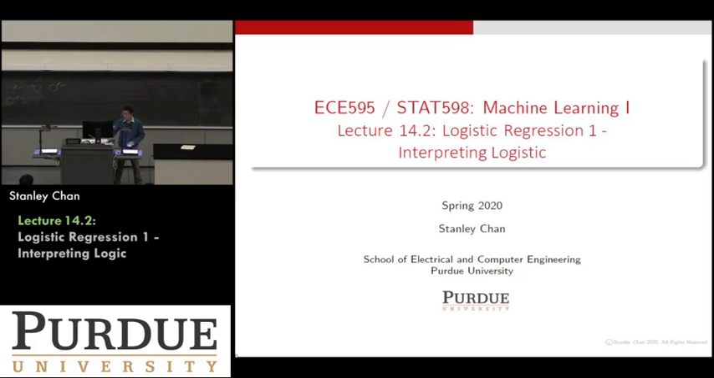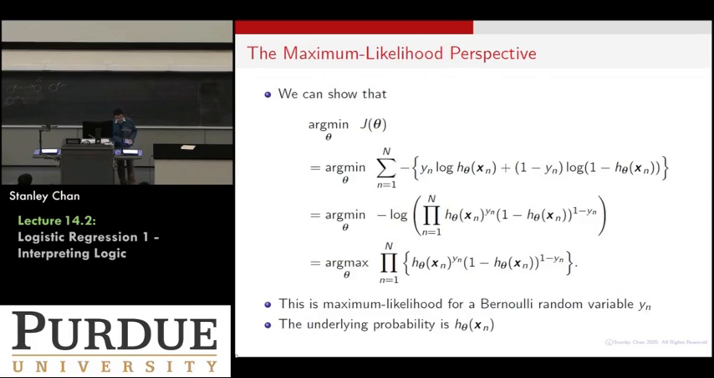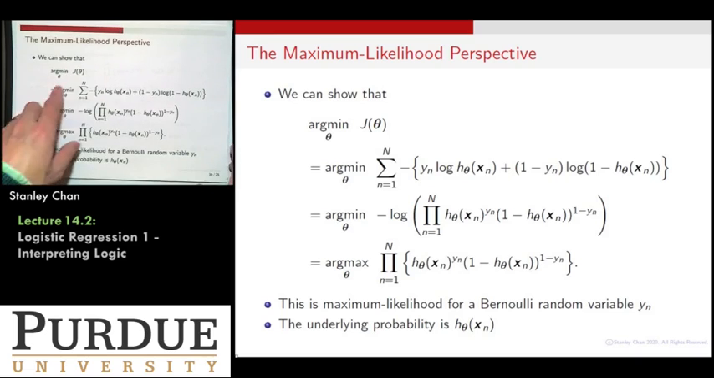Now, I want to give you two other perspectives of this logistic regression. One is the maximum likelihood perspective. The other one is called the log-odd perspective. These two perspectives are useful to give you some intuition of what this logistic function really means. It may not help you too much in terms of computation if you worry about how to make it faster or not. Okay, so let's look at the logistic regression again.